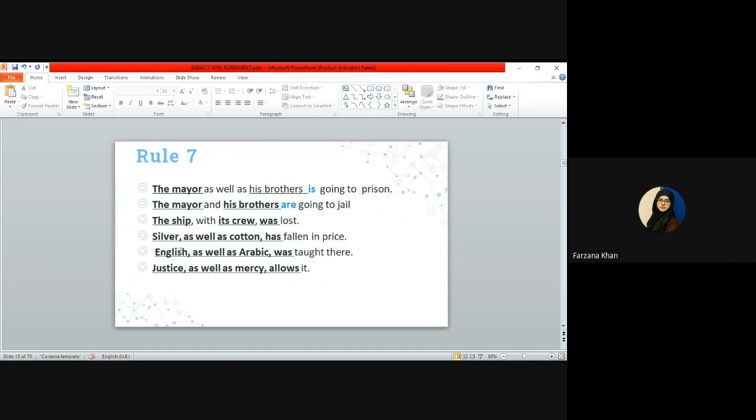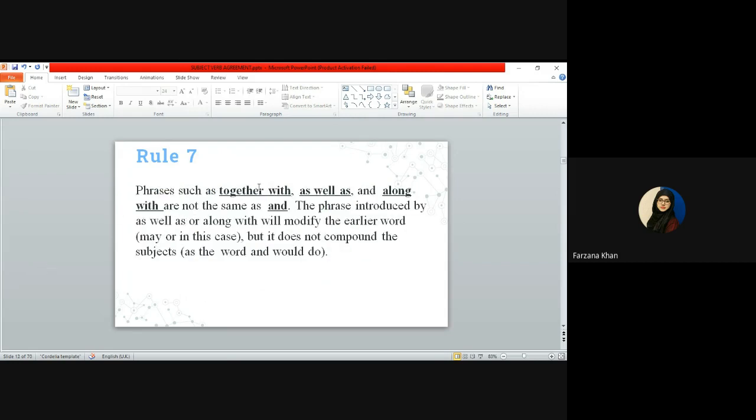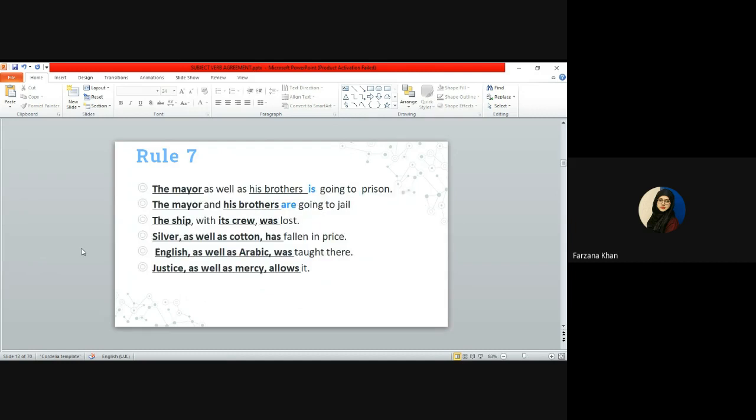In another example, you can see justice as well as mercy allows it. Right? So allows is a singular verb which has been used keeping in mind the subject justice, which is a singular noun. But if we make the sentence justice and mercy, then we can go for allow, which will be a plural verb. So keep it in your mind that when you are using together with, as well as, and along with, these phrases are totally different from and. So when you are using these phrases in a sentence, you use the verb according to the first subject in the sentence.